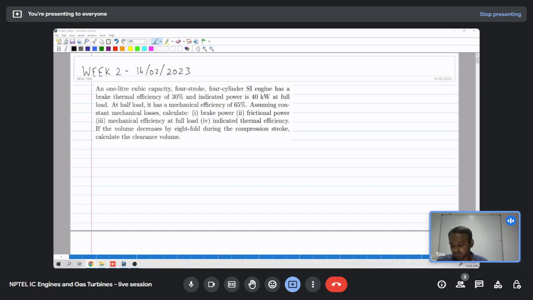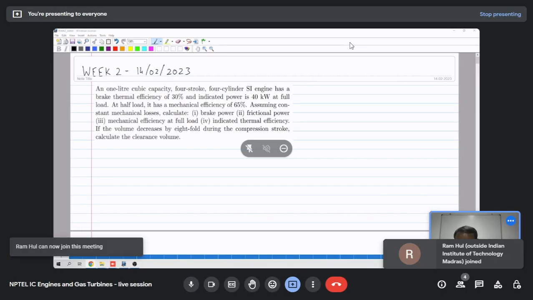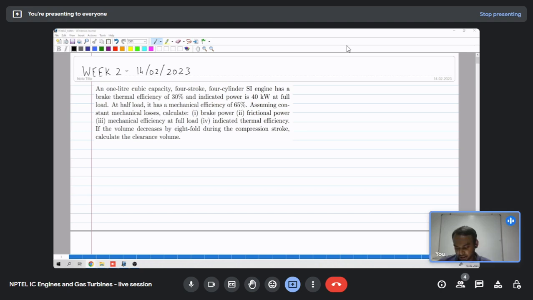So in this problem we have a 1 liter capacity 4-stroke 4-cylinder SI engine which has a brake thermal efficiency of 30% and indicated power of 40 kilowatt at full load. At half load it has a mechanical efficiency of 65%. Assuming constant mechanical losses, we have to calculate brake power, friction power, mechanical efficiency at full load, and indicated thermal efficiency. If the volume decreases by 8-fold during the compression stroke, calculate the clearance volume. So you can start with the problem.